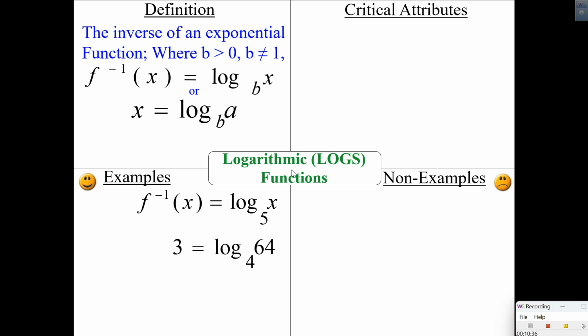All right. What do you guys notice that is so obvious about these examples? What is different from the other functions that we've looked at throughout the year? Talk it over with your neighbor. What's so different about these? There's an obvious difference in these.